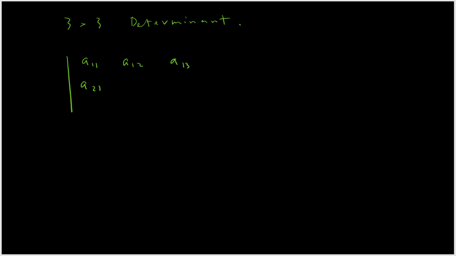A21 means the number located in the second row, the first column, and then A22, A23. The third row is of course A31, A32, and A33. You have the formula in the notes.